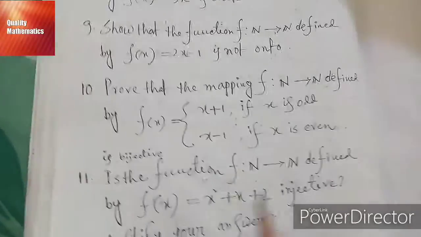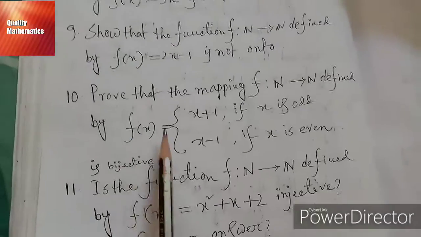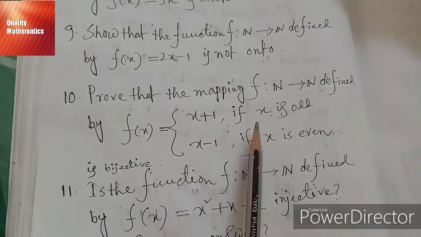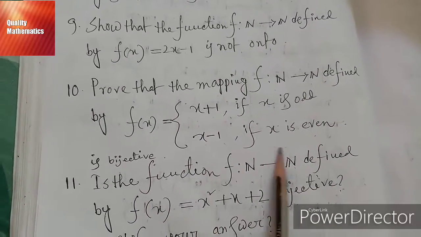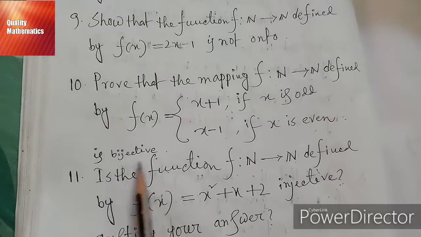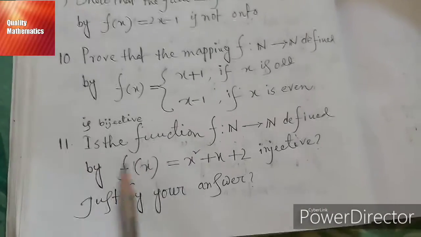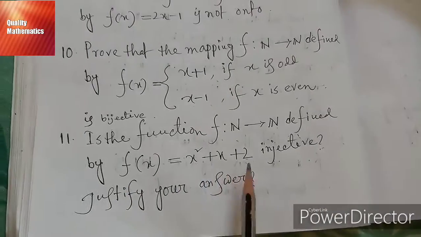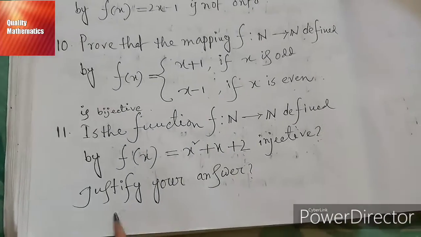Now, problem number 10 is prove that the mapping f from N to N defined by f(x) equals x plus 1 if x is odd, x minus 1 if x is even, is bijective. Number 11, is the function f from N to N defined by f(x) equals x square plus x plus 2 injective? Justify your answer.